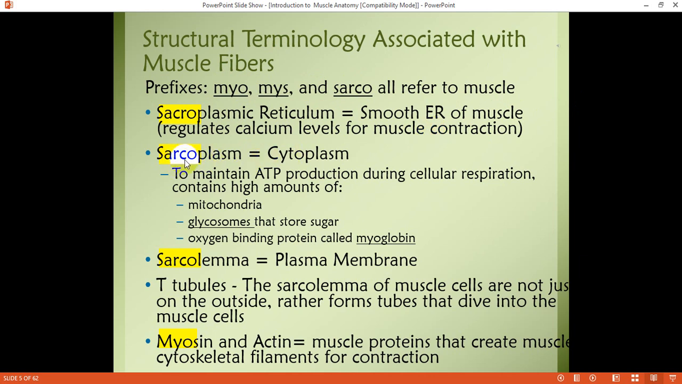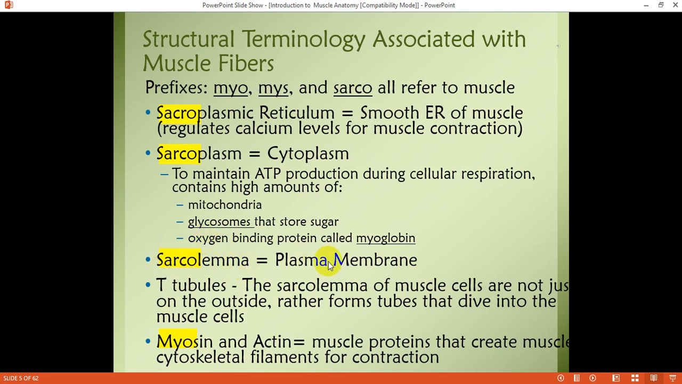Then we have sarcoplasm, which is the cytoplasm of the muscle fiber or myofibril, and it is responsible for maintaining ATP levels for the contractility, and it has high amounts of mitochondria. Then we have glycosomes that store the glycogen, and then we have the myoglobin protein, which is going to store oxygen at the level of muscular tissue.